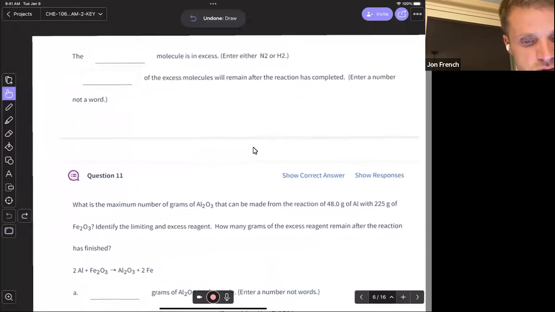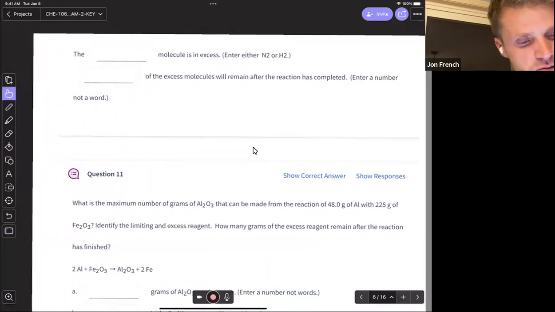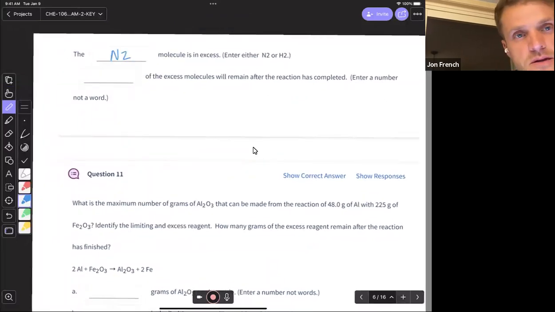The molecule in excess: well, nitrogen would be in excess because hydrogen limits. And then, how many of the excess molecules remain after the reaction has completed? So enter a number, not a word.